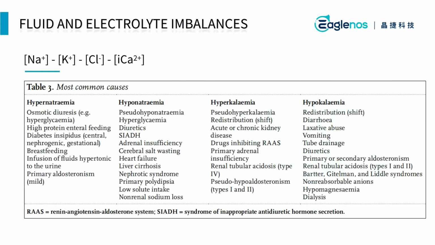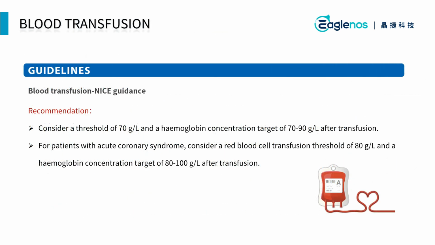This table shows some of the most common causes of electrolyte imbalances, which can occur due to various underlying conditions. Electrolyte disturbances are often linked to disruptions in kidney function, fluid balance, or metabolic processes, and can have significant effects on multiple organ systems. Monitoring hemoglobin (Hb) or hematocrit (Hct) levels is essential in detecting excessive blood loss and guiding blood transfusion therapy. In clinical practice, blood transfusions are typically considered when a patient's hemoglobin concentration drops below certain thresholds, depending on their clinical condition.